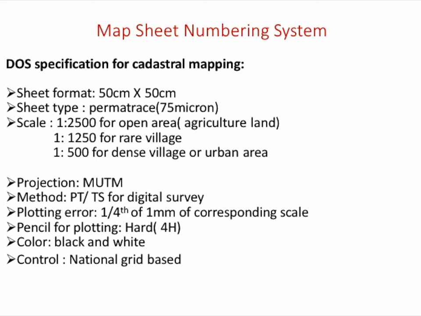Map sheet numbering system. According to the Department of Survey specification for cadastral mapping, sheet format should be 50 by 50 square cm, and the sheet type will be Permates 75 micron. The scale depends on what will be decided by the geodetic and cadastral survey branch team.